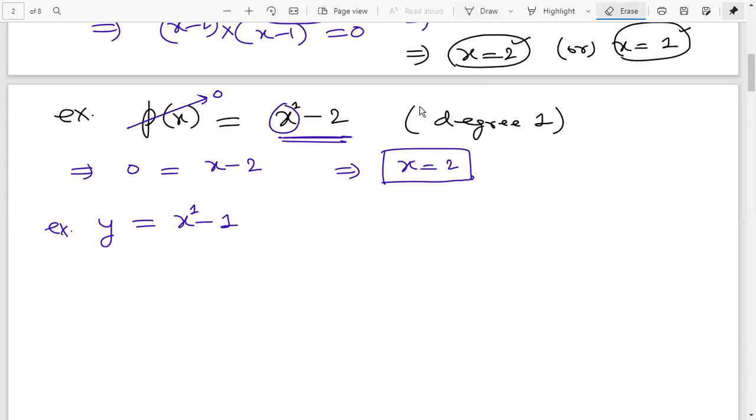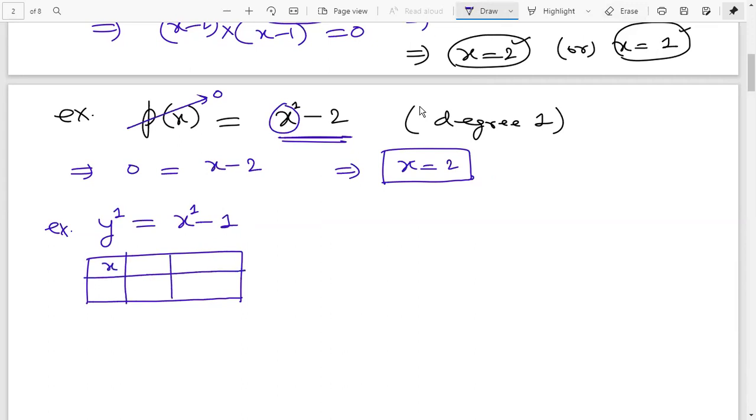We will try to plot this graph by taking x and y values, because x power is 1, y power is also 1. So 1 means a linear polynomial, and the graph will be a straight line. We'll take x and y values. Two values of x and y are sufficient to get a straight line.